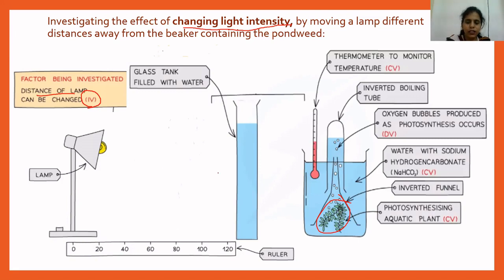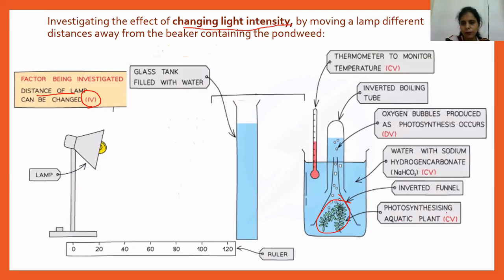Fine. If there is any increase in the temperature, what will happen? We will not get fair results. So the entire heat produced by this table lamp will be absorbed by the water present in the glass tank here. That's the reason we are using a glass tank filled with water, because water absorbs the heat produced by the table lamp. Now apart from that, the temperature of the water present in the beaker is a controlled variable.